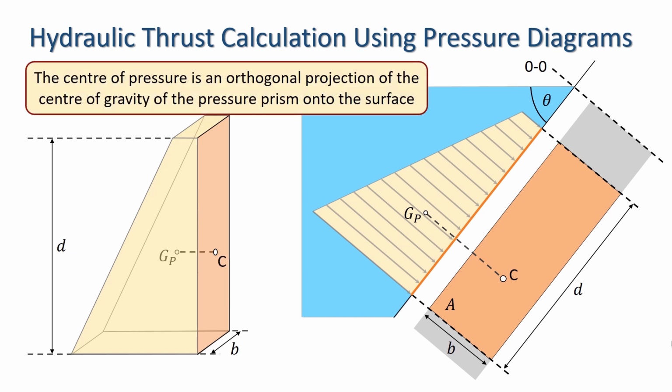This method can be generalised, but finding the centre of gravity of the pressure prism can be difficult for a general shape, and it's better to use the direct formula. Thus we usually only use this method for surfaces of uniform width, in which the centre of gravity of the pressure prism is on the vertical axis of symmetry, and the position of C can be found simply by finding the centre of gravity of the pressure diagram as we have done here.